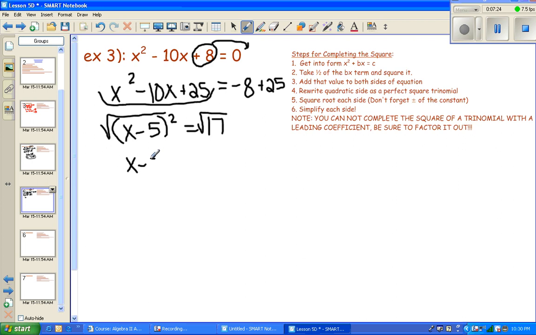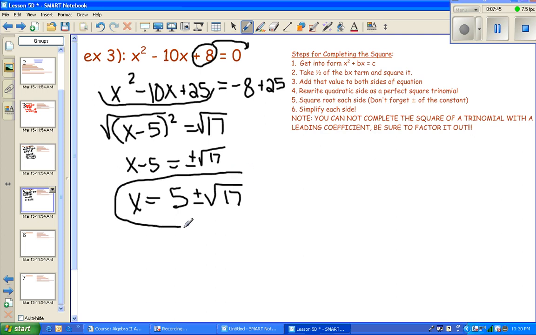So we know that x minus 5 equals plus or minus the square root of 17. We solve for x. Add 5 over, so we have a positive 5 plus or minus the square root of 17. That's two solutions. One of them is 5 plus the square root of 17. One of them is 5 minus the square root of 17. I can't simplify that any further, so I'm done with that problem.